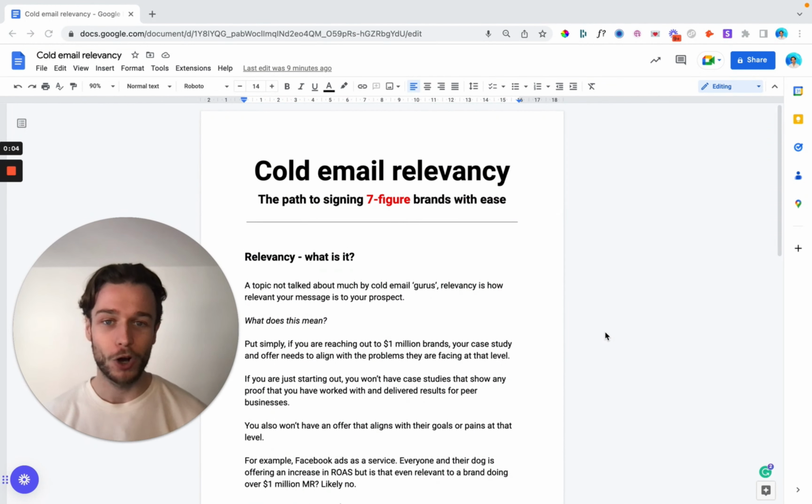We're going to be covering cold email relevancy and an actual path that you can take to signing seven-figure brands with ease.